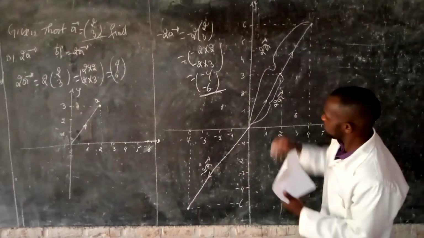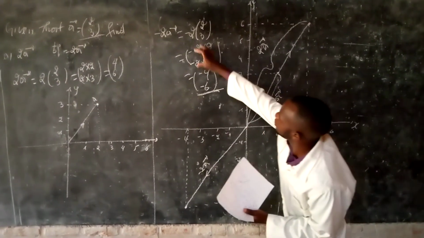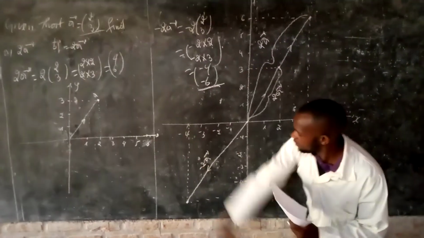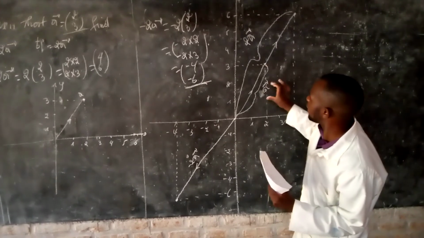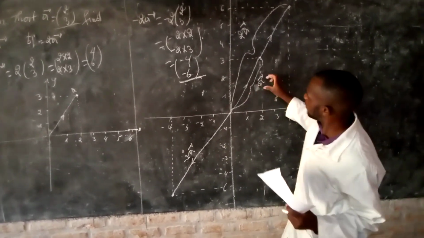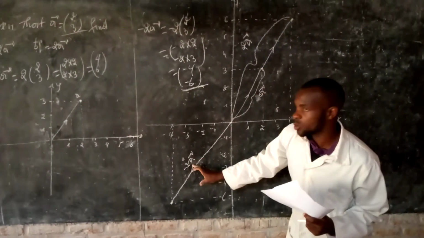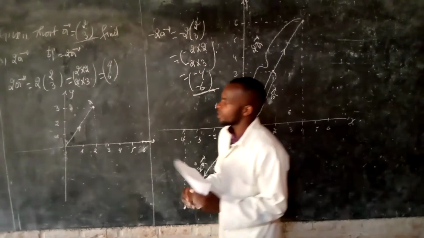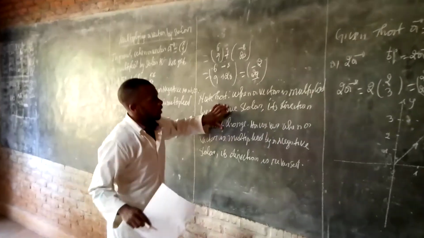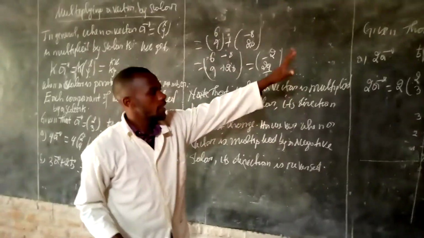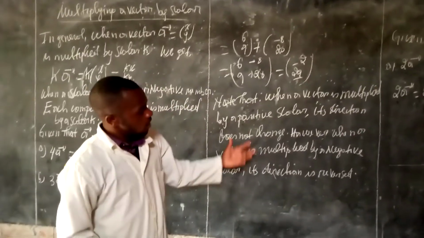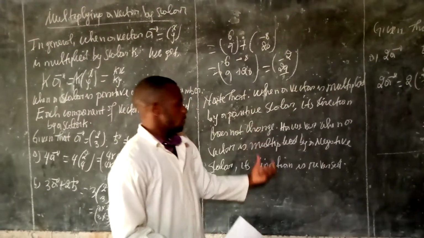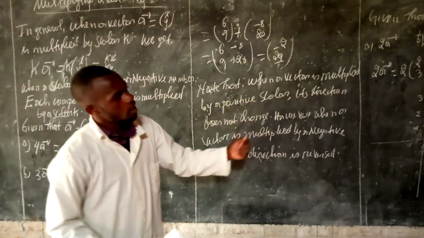If vector 2A is multiplied by negative 2, immediately the direction of vector 2A is reversed. This one is vector A. If you multiply vector A by negative 2, where negative 2 is a scalar, the direction of the vector is reversed. Here we have to know that when a vector is multiplied by a positive scalar, the direction does not change, while if a vector is multiplied by a negative scalar, the direction of the vector is reversed. This is the end of my lesson of today.